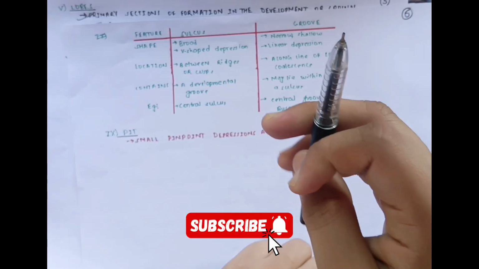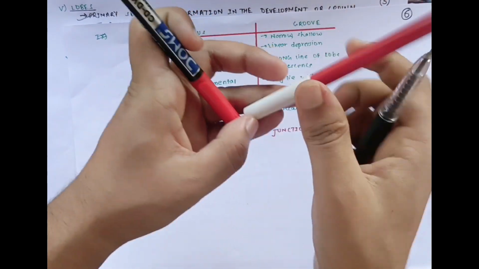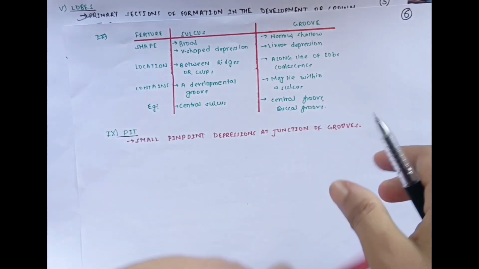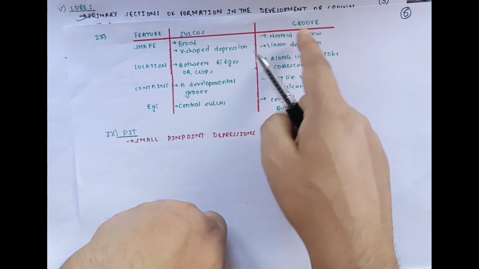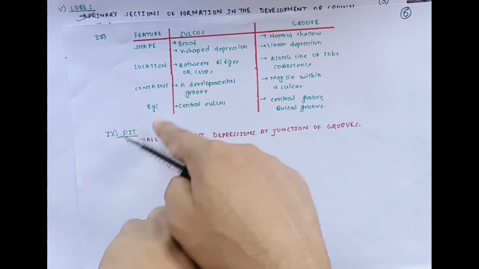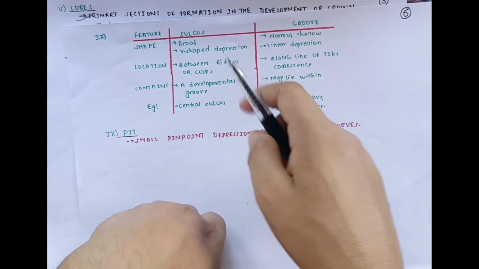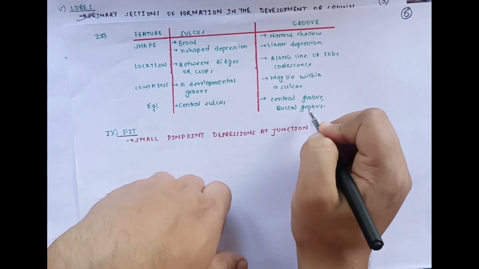As I have told you, when the lines of both the cusps coalesce, that forms the groove. Similarly, a sulcus contains the developmental groove. A sulcus usually contains the groove. An example is the central sulcus, which is present at the central portion of the tooth. Similarly, there are the central groove and the buccal groove.